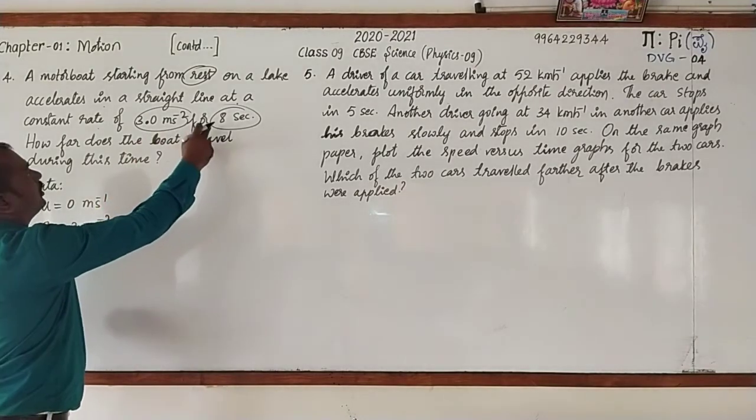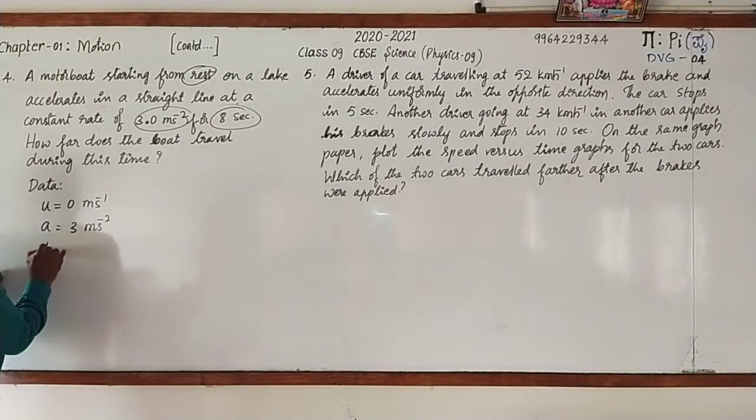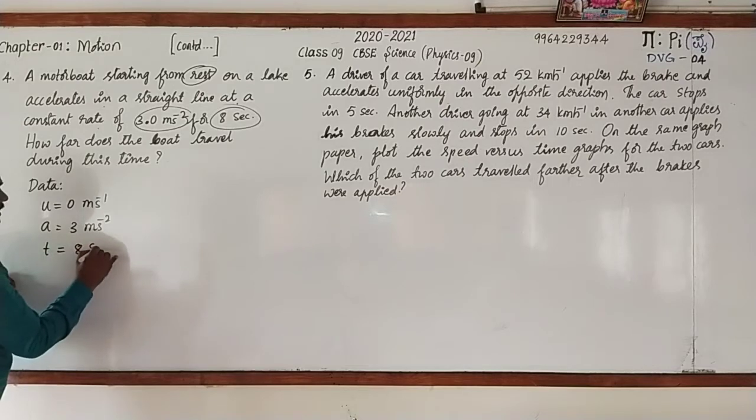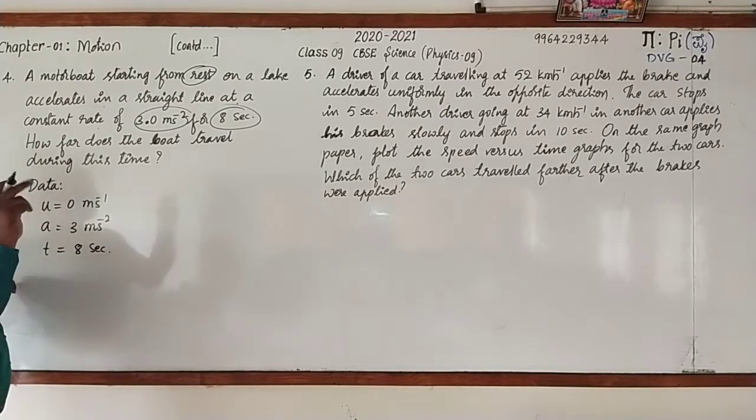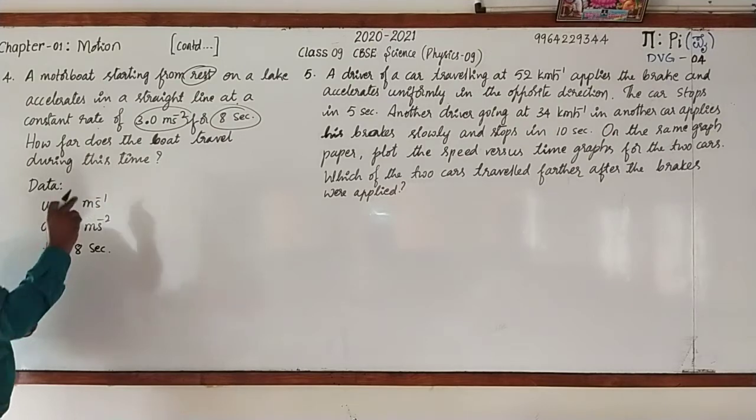Then for 8 seconds, time taken t is equal to 8 seconds. Now the question is, how far does the boat travel during this time?